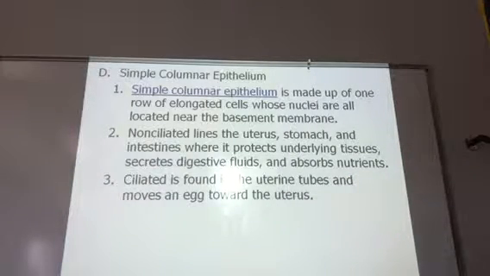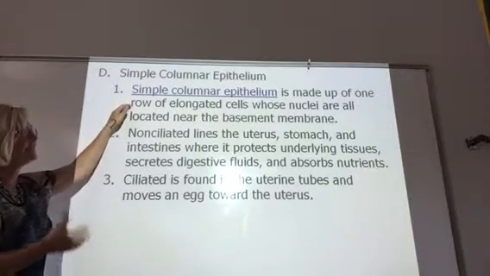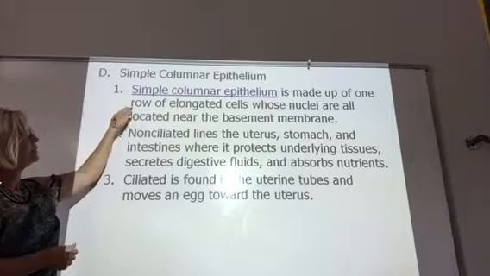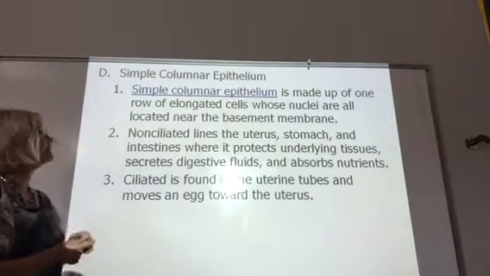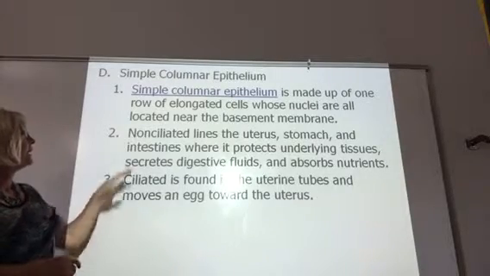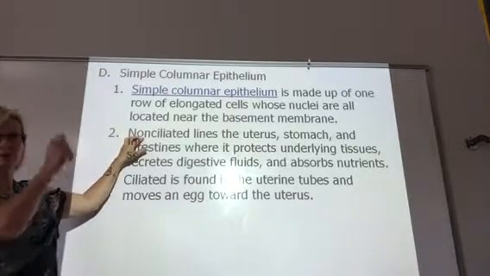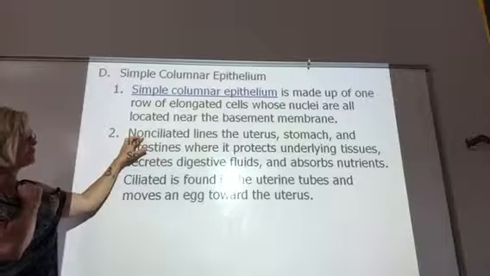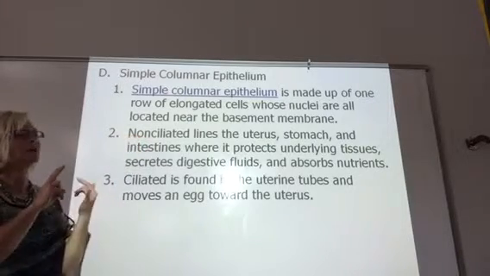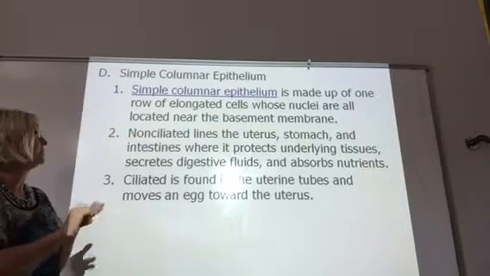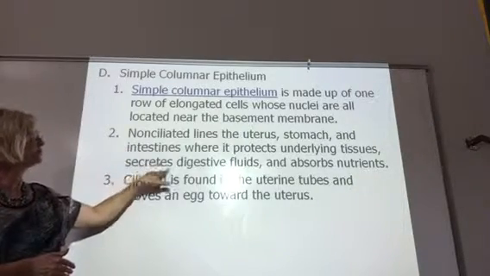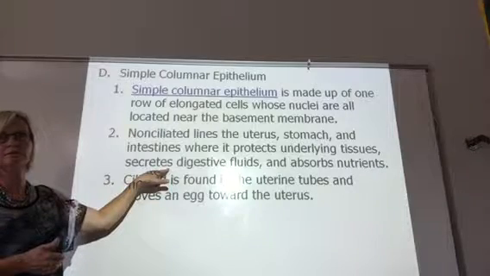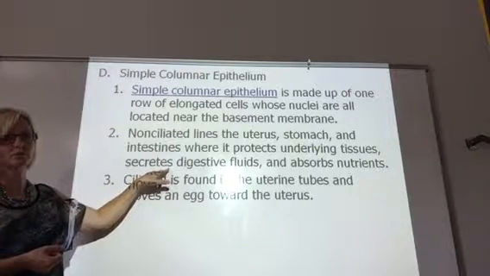Simple columnar, single layer, column-shaped, elongated, they're longer cells. The nuclei in these are usually located towards the bottom. They're not found in the middle. Non-ciliated, so they don't have cilia at the top. Their free surface does not have cilia. Your uterus, your stomach, intestines, its job is to protect. It's going to secrete digestive fluids, and it's going to absorb nutrients.